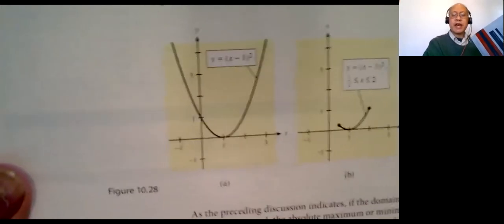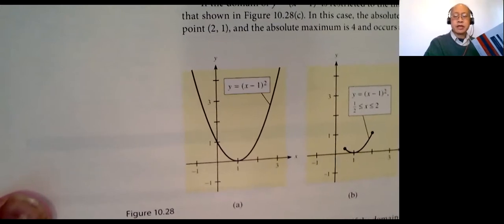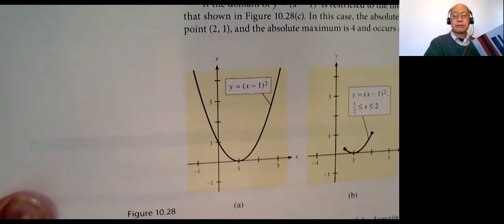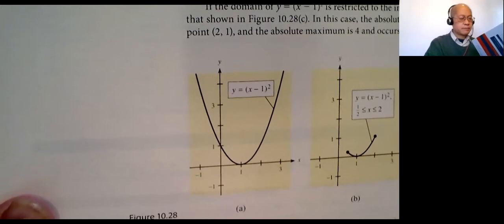Okay, they don't have to exist, by the way. So this graph, A, that parabola, there is no absolute maximum. It just goes up, up, up, up, up, right? But there is an absolute minimum, looks like at the point (1, 0), right?